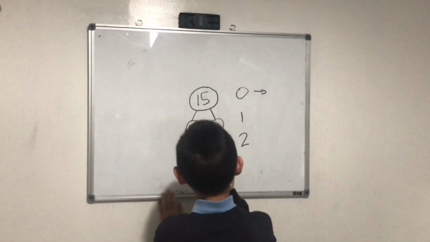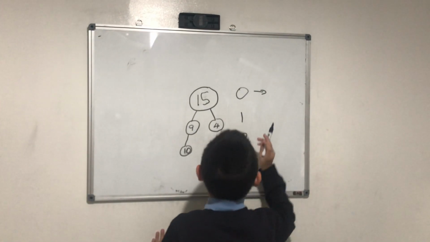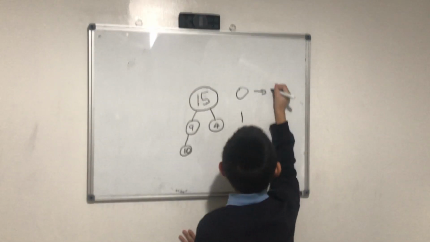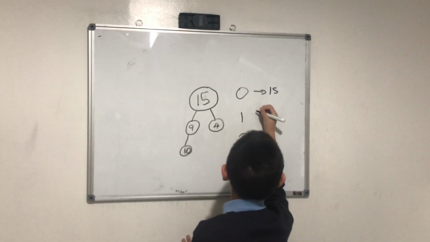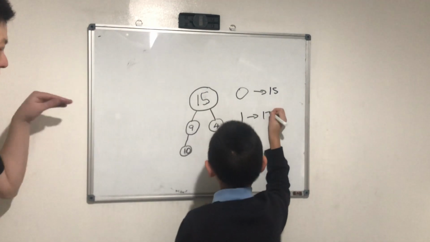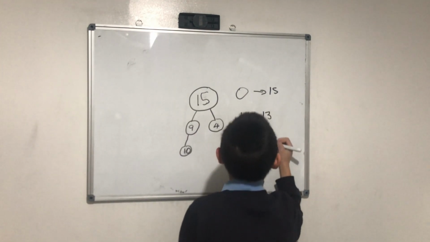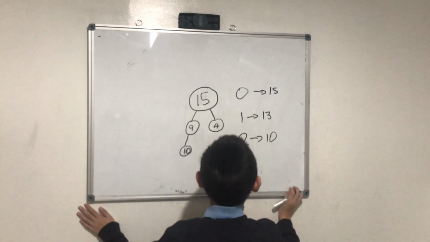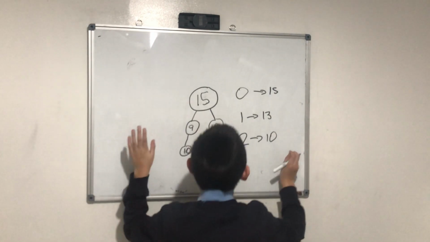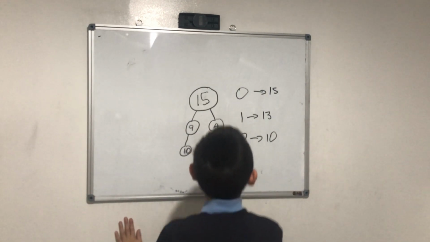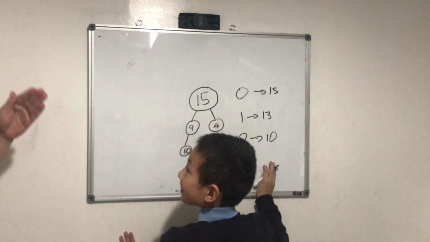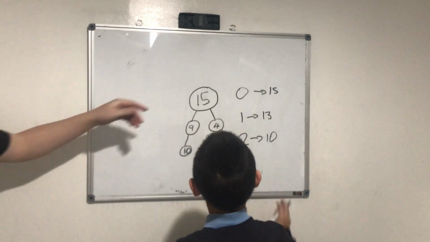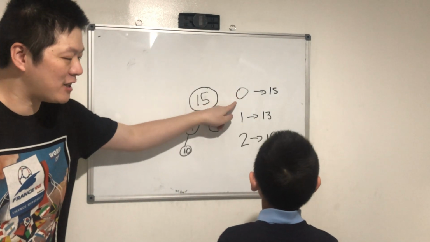The first level equals 15. The next level equals 13. And the sum is 10. And we want to return what? The level which has the largest sum, right? Which is 15, but we want to know its level, which is level 0.